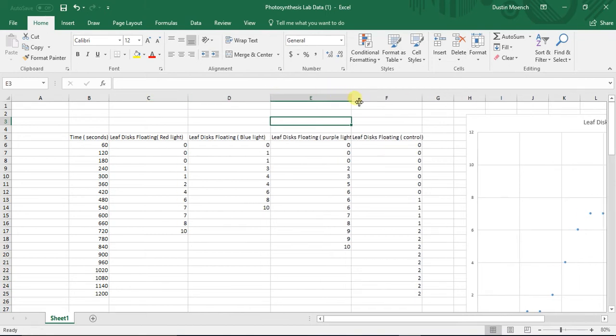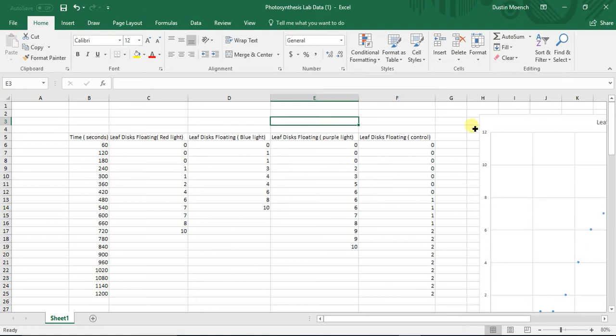I have my 4 trials, and I did light color. So I have a red light trial, blue light trial, purple light trial, and then my control. And here I have my time. Now you're going to notice that I put my time in seconds.